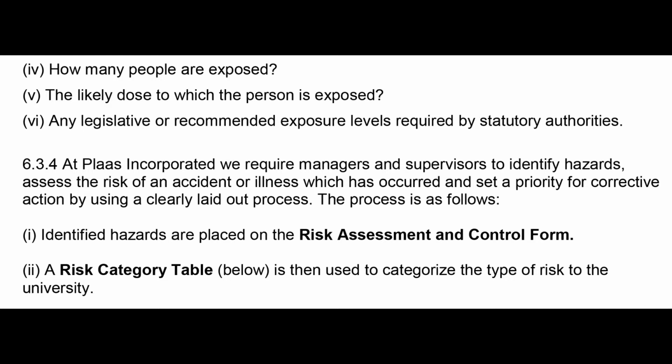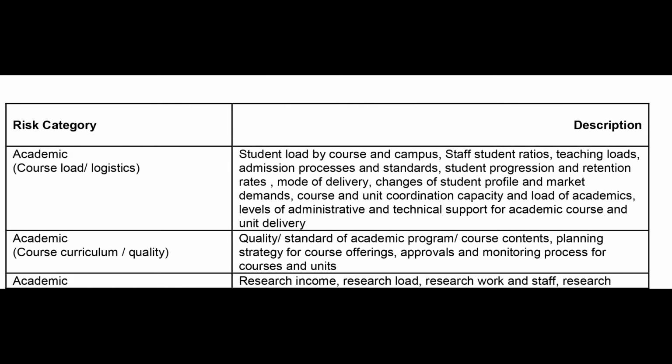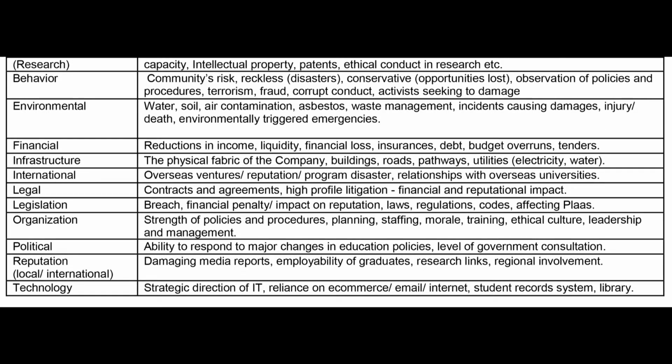At Plaas Incorporated, we require managers and supervisors to identify hazards, assess the risk of the accident or illness which has occurred, and set priority for corrective action by using a clearly laid out process. This process is as follows. 1. Identify hazards that are placed on the risk assessment and control form. 2. A risk category table is then used to categorize the type of risk to the institution. 3. The risk rating matrix is used to assess the likelihood and the severity or consequences of each hazard and to give it a risk rating.